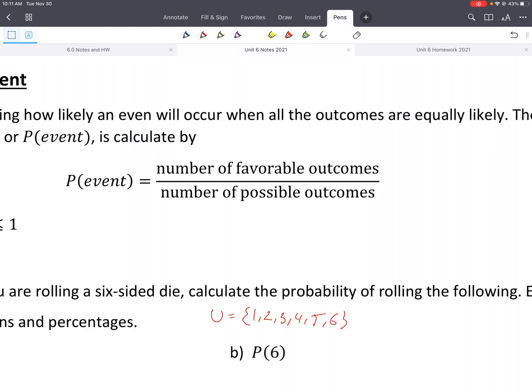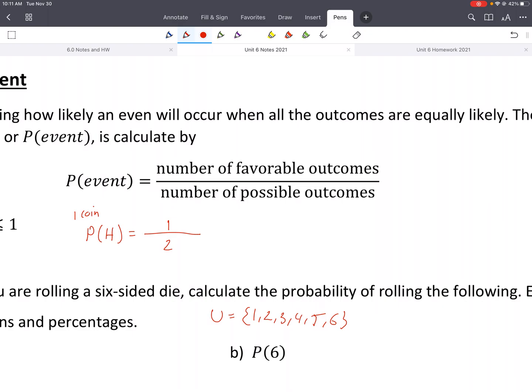What's the probability of flipping a head if we're using one coin? Okay, so how we calculate that is the number of favorable outcomes. So we want a head. There's only one way to get a head. And then the denominator is the number of possible outcomes. There's two ways to flip a coin. You can get a heads or a tails. So there are two possible outcomes. So the probability is 1 out of 2.